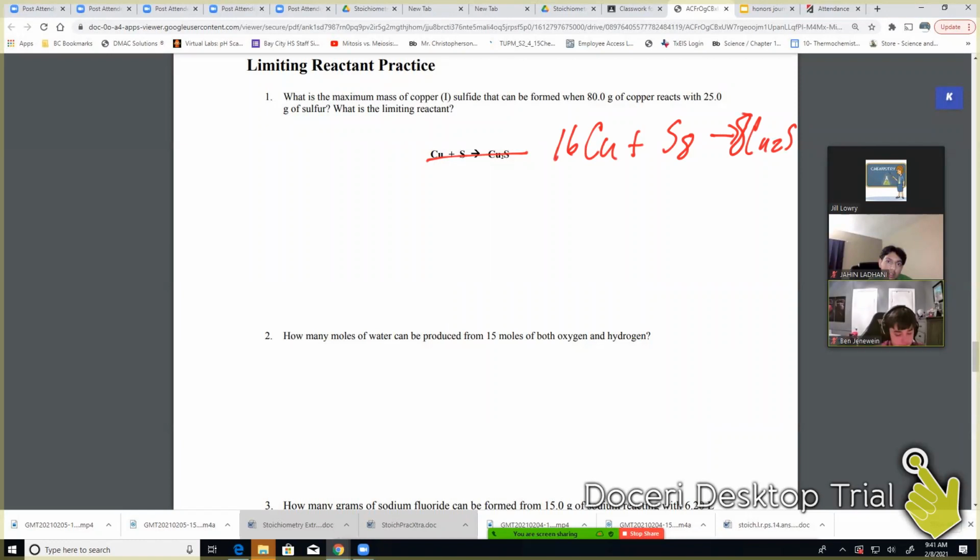So it says, what is the maximum mass of copper sulfide? So that's my unknown in grams. It has to be my unknown because I only have one product. When 80 grams of copper reacts with 25 grams of sulfur. So once again, you could tell it's limiting reactant because I have two givens and they're both reactants. So I'm going to have to do two problems.